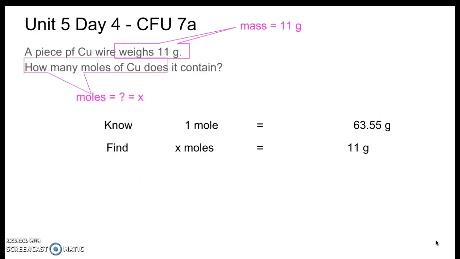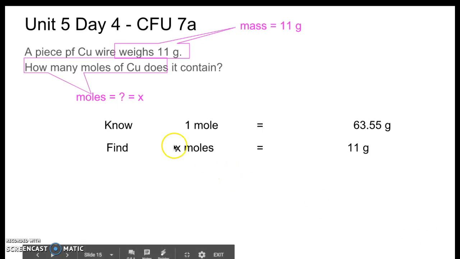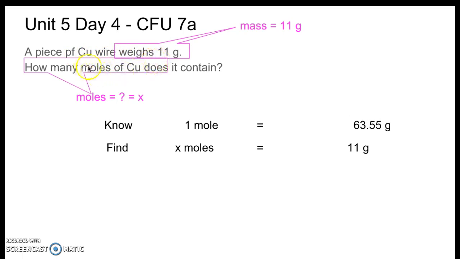Okay. Let's go on now to CFU 7A. So now we're in the section where we're dealing with the relationship between moles and the mass of an atom or mass of a molecule. In this question, it asks: a piece of copper wire weighs 11 grams. How many moles of copper does it contain? And that should say "of," by the way.